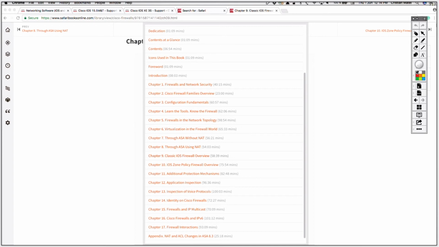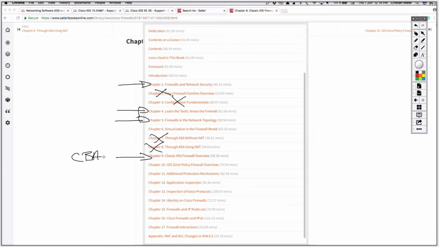You need to make sure you read chapter 1 to have a basic introduction to general firewall network security. Then chapter 2 is obsolete now because it speaks about legacy devices on Cisco. Configuration fundamentals, I would say, is also obsolete now. You need to go to chapter 4 then, learning the tools, and chapter 5, general firewalling network technology. Then you don't need DSA in here, so chapter 7 can be excluded. Chapter 8, classic IOS Firewall, is nothing else but CBAC.